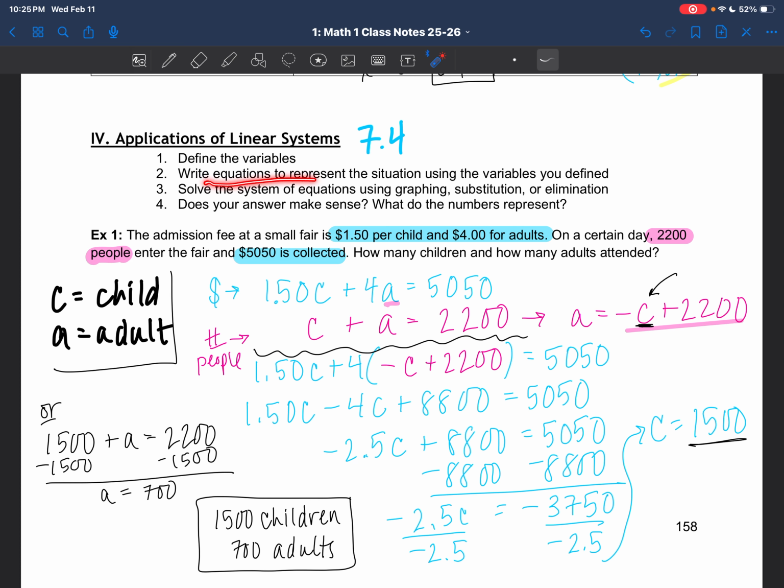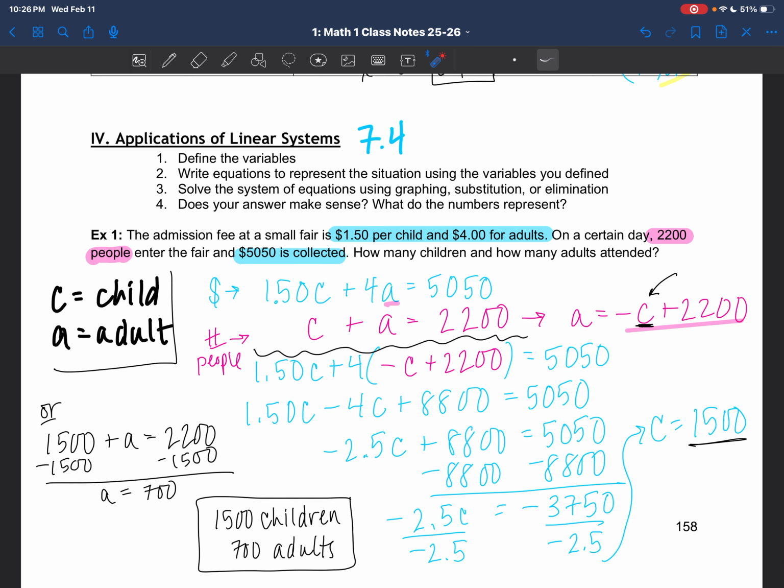Then you're going to write equations to represent the situation using the variables you defined. Then you're going to solve the system. You could do graphing, substitution, or elimination. Truthfully, we're probably not going to do graphing. We're going to do one of those methods. And after we solve it, we're going to ask ourselves, does this answer make sense? And what do the numbers represent? If we did our let statements at the beginning, we should know what we're solving for. All right, let's get started.